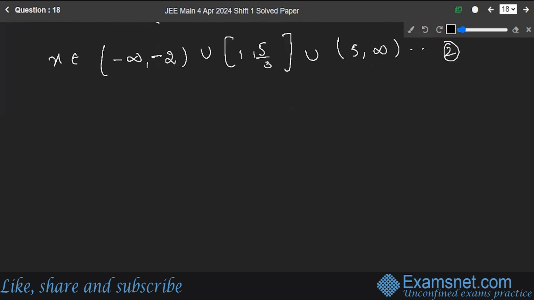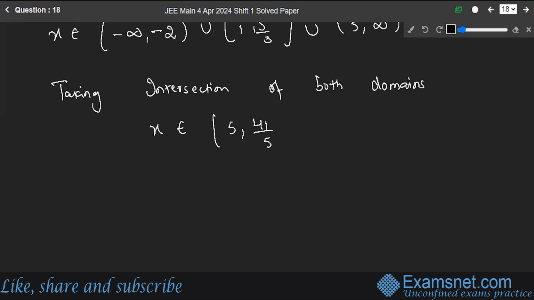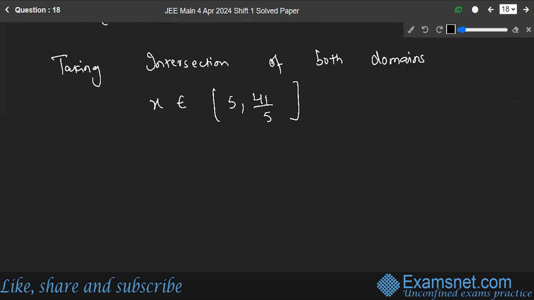So taking intersection of both the domains, these are the two domains. Taking intersection of both the domains, this gives you x belongs to 5, 4, 1 by 5. And now this is given as what? Alpha and beta. So this is your alpha and this is your beta.